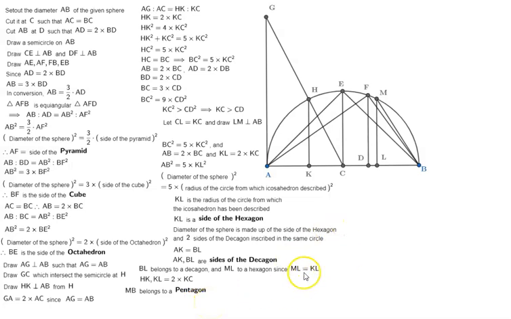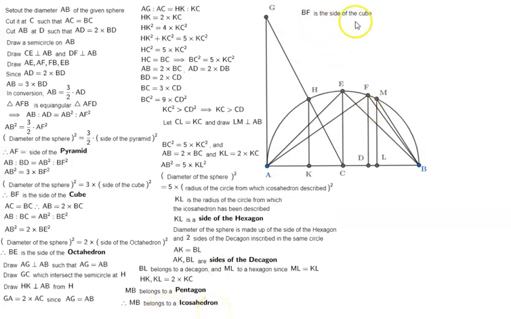So in a right angle triangle, if one of the non-hypotenuse sides belongs to a decagon and the other side belongs to a hexagon, then the hypotenuse belongs to a pentagon. So that means MB belongs to an icosahedron.